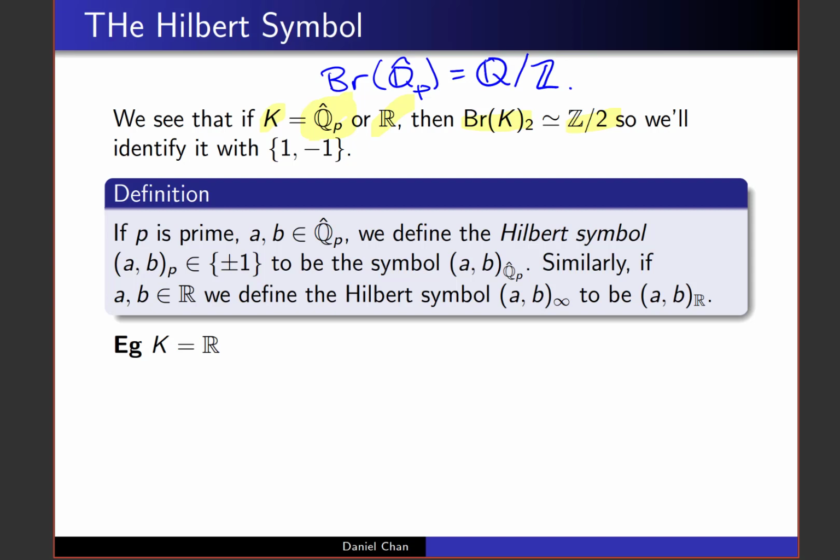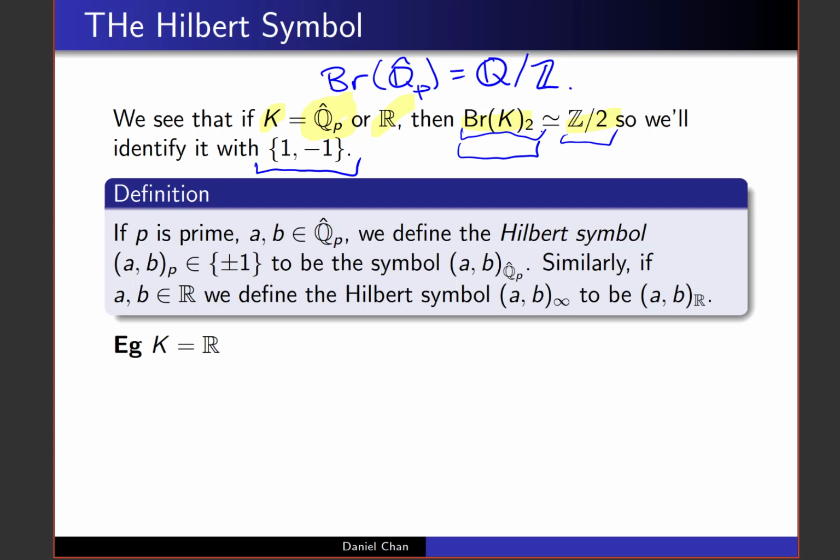So which are the fractions that, when you double them, give you an integer? The only thing you can have in the denominator is a 2. So modulo Z, the 2-torsion in here is Z mod 2. Since it's a cyclic group of order 2, you can also identify it with 1 and -1. And that's what we're going to do.